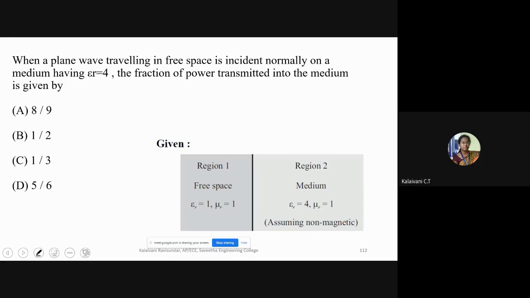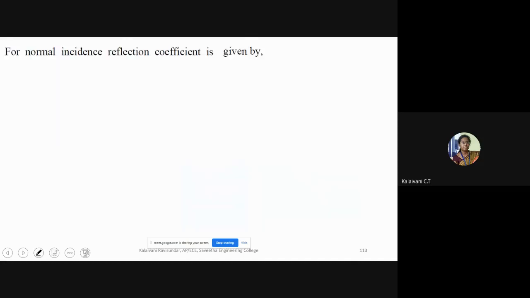So how do we calculate the fraction of power transmitted? The formula is Pt divided by Pi, the fraction of power transmitted, is equal to 1 minus reflection coefficient squared. So we have to find the reflection coefficient. If we find the reflection coefficient, we can solve this. The question is Pt by Pi only. So how do we find the reflection coefficient?